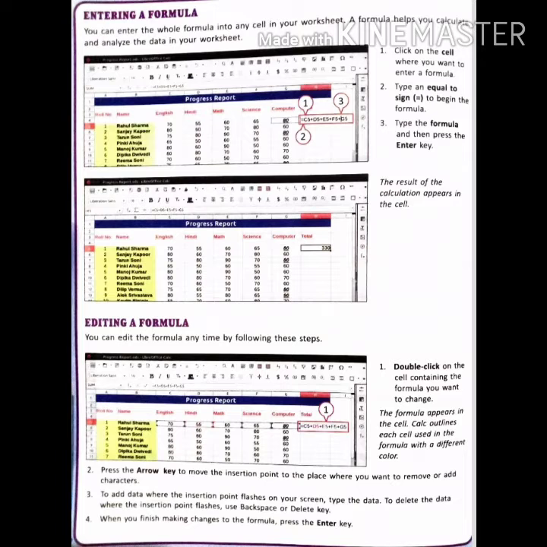Editing a formula. You can edit the formula anytime by following these steps. First, double-click on the cell containing the formula you want to change. The formula appears in the cell. Calc outlines each cell used in the formula with a different color. Second, press the arrow key to move the insertion point to the place where you want to remove or add characters. Third, to add data where the insertion point flashes on your screen, type the data. To delete the data where the insertion point flashes, use the backspace or delete key. Fourth, when you finish making changes to the formula, press the Enter key.